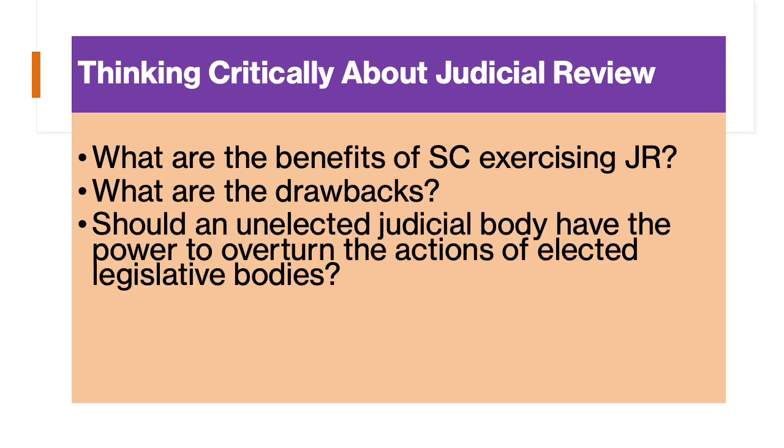Your textbook talks about, here you have this unelected judicial body that serves for a lifetime, and they have the power to overturn the actions of elected legislative bodies. So you could, in theory, have 100 senators and 435 members of Congress all vote in favor of the law, and then you could have 5 out of 9 justices say that law is unconstitutional.